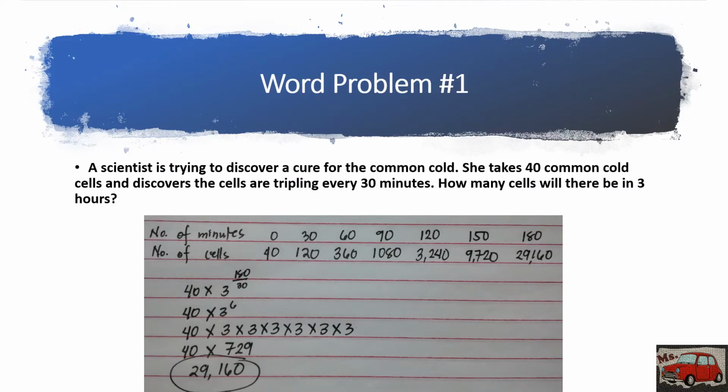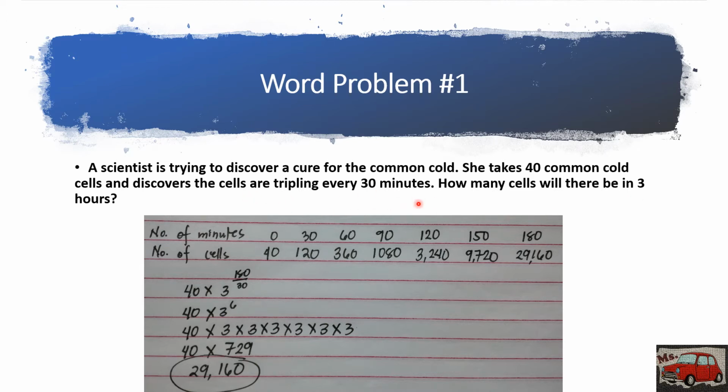A scientist is trying to discover a cure for the common cold. She takes 40 common cold cells and discovers the cells are tripling every 30 minutes. How many cells will there be in 3 hours? Okay, so what we need to find out is how many cells will there be in 3 hours, or ilan daw yung cells after 3 hours kung natitriple siya every 30 minutes.